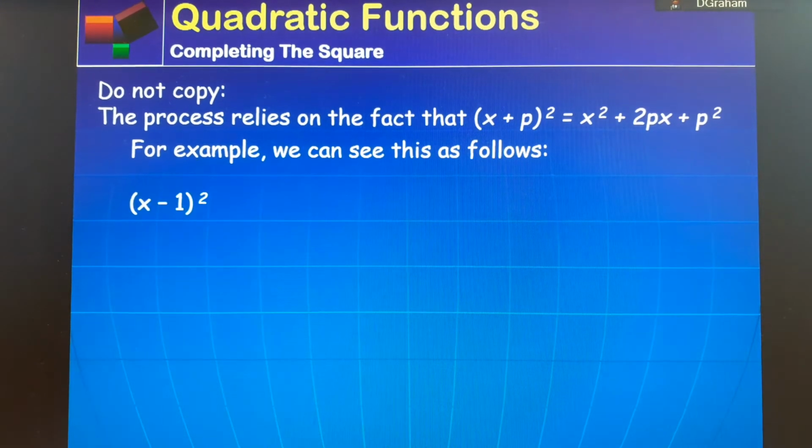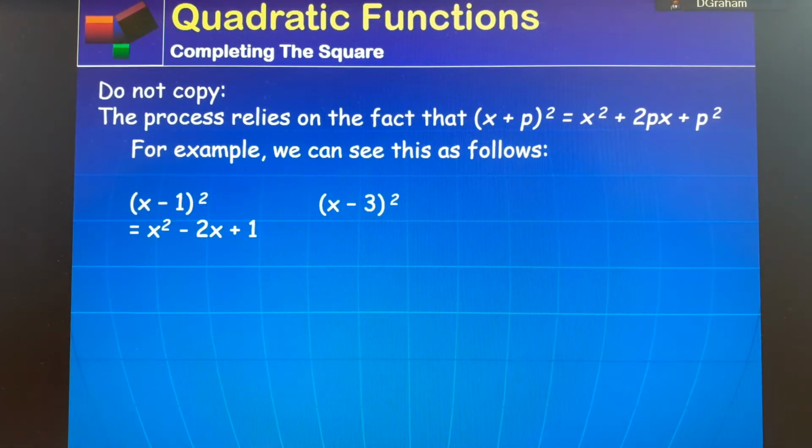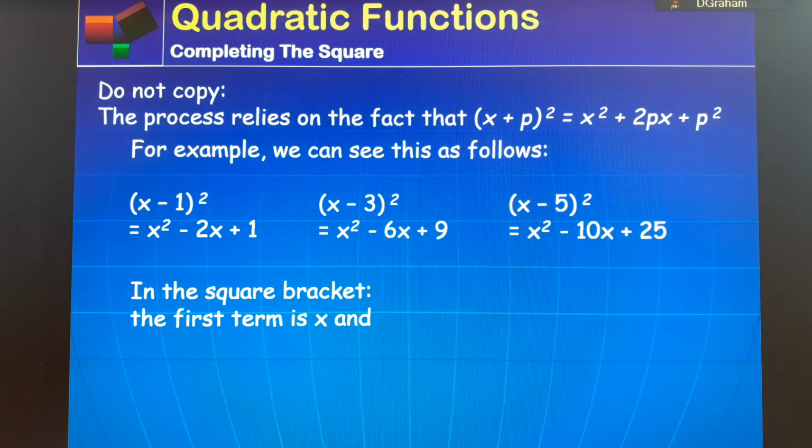So we can see this as follows. If we have an x minus 1 squared, that would lead to x squared minus 2x plus 1. x minus 3 squared, following the same process, the middle term, 2 times the first times the second, it would be x squared minus 6x plus 9. That would be x squared minus 10x plus 25. Okay, so in the square bracket, the first term is x.